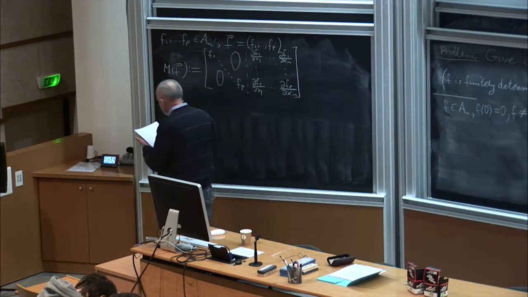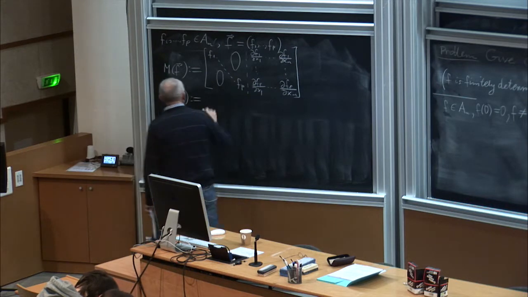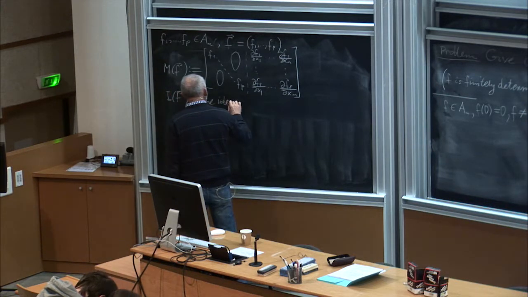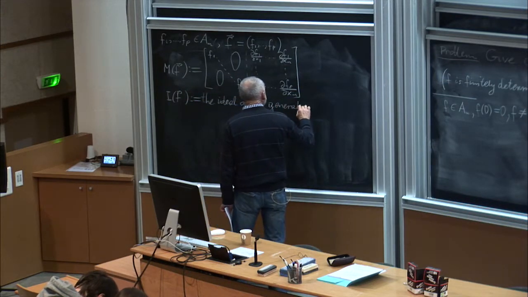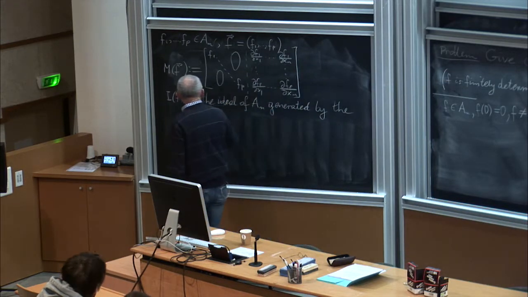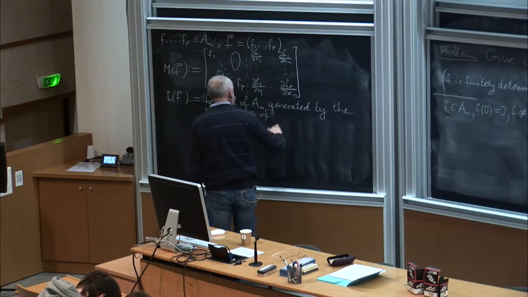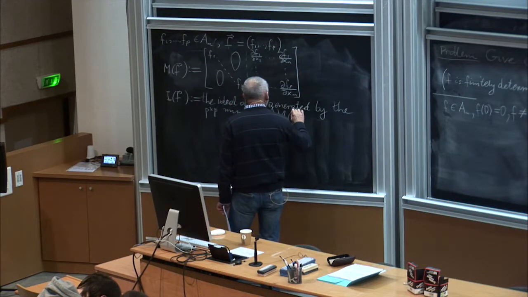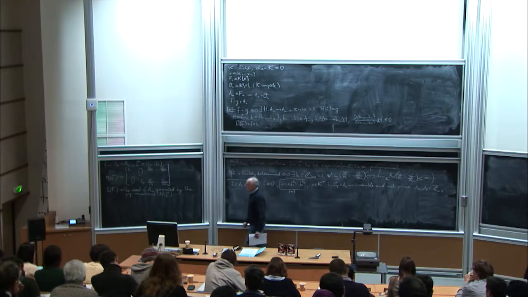And let's define I of F arrow to be the ideal of An generated by p minors of M of F. Okay, so we have a certain ideal.